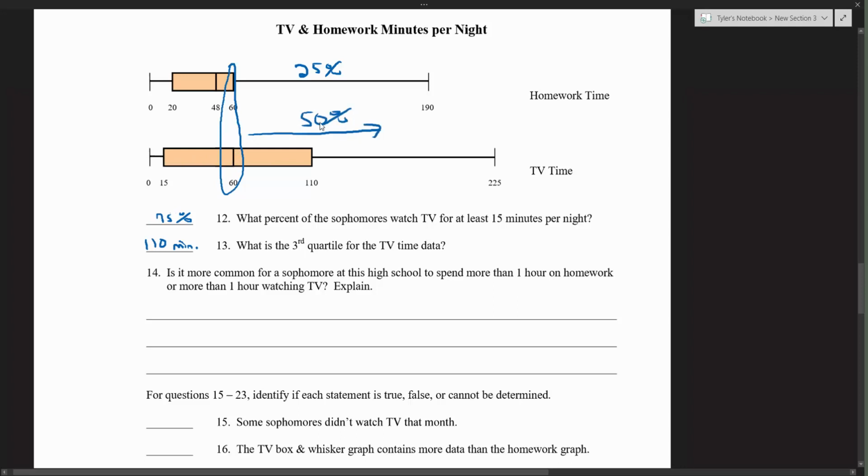So what would be more common is for one of these sophomores to spend more than an hour watching TV, right? That's more common because 50% of the students do that, whereas only 25% of the students spend more than an hour doing homework.